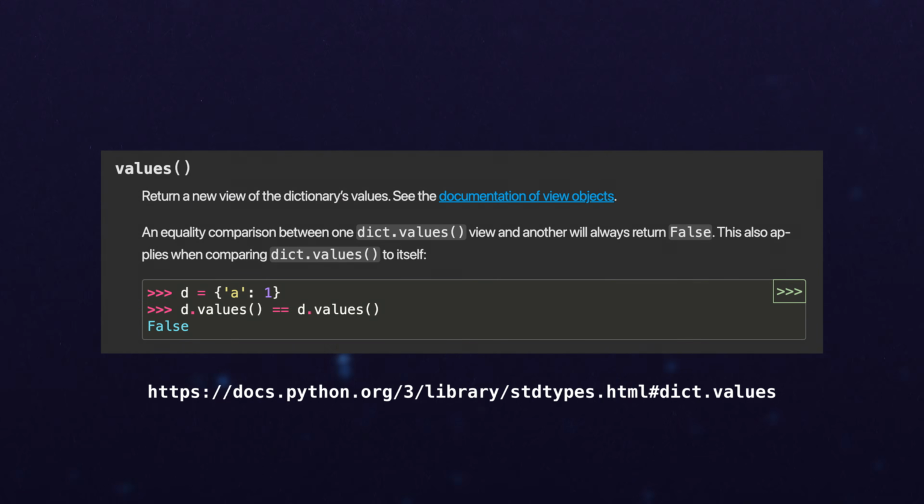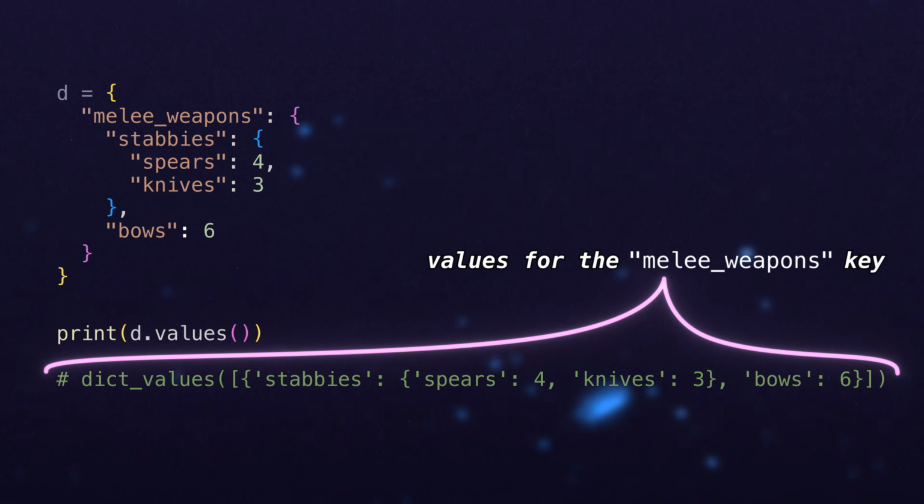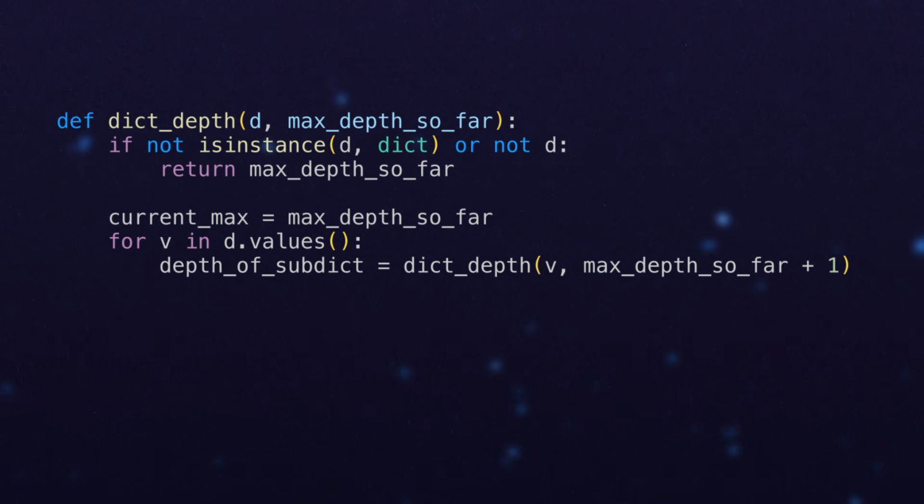Next, we need to iterate over each potential dictionary at this level. In Python, there's a .values method that we can call on a dictionary object to get every value in that level of the dictionary. Now, at each key value pair, we'll recursively call dict_depth, but this time we'll only pass in that nested dictionary. So instead of passing in d, we're going to pass in v. We also need to increment the max depth so far by 1 because we're going 1 level deeper.